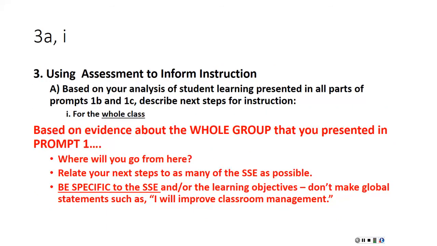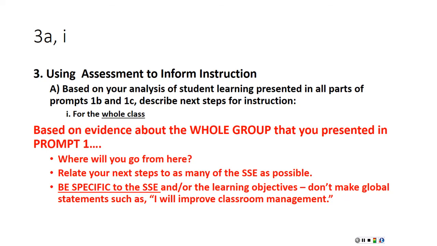3A, for the whole class, based on the evidence about the whole group that you presented in prompt 1, going back to the evidence that you gave in prompt 1, where are you going to go from here? How does it relate to the SSE? Remember this? Where I talked about looking at your SSE and seeing where the strengths and weaknesses are there? Relate your next steps to as many SSE as possible. That's how you get 4s and 5s. Be specific to the SSE.